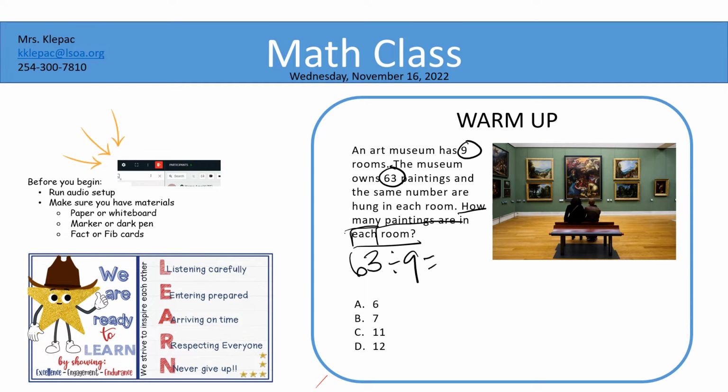I'm going to give you all a few minutes. If you divided it out, you should have gotten 7, because 9 times 7 is 63. It's always best to work everything out on your board or sheet of paper so that way you know how to get the answer.